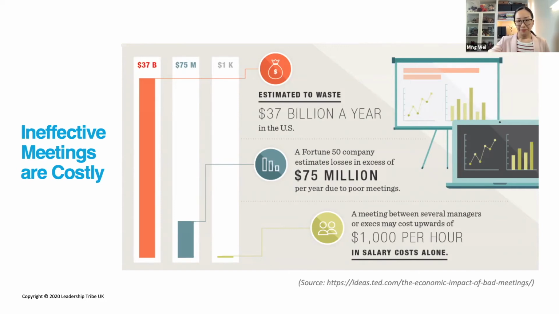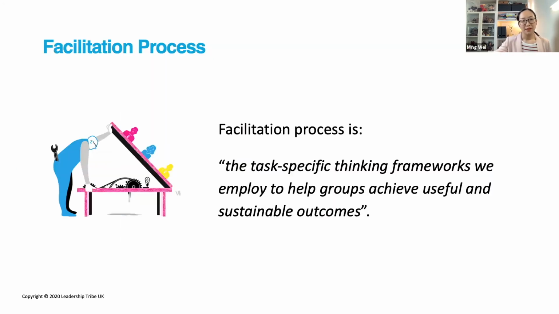All right. So next, we are going to look at the facilitation process. What do we mean by a facilitation process? As we have talked about, the person is one part of the story, and the process is the other part. The facilitation process is the task-specific thinking frameworks we employ to help groups achieve useful and sustainable outcomes. So again, this is something we can apply to help us achieve something better, something great and something sustainable.